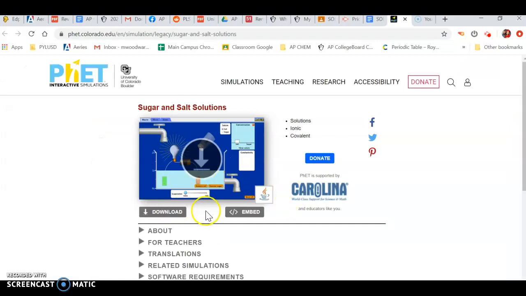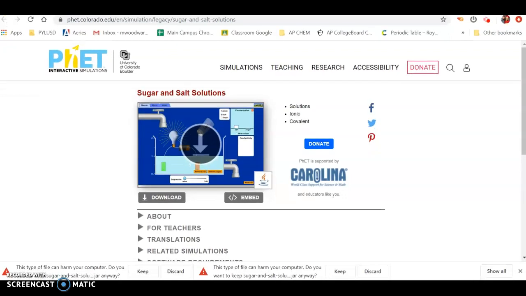and you can download. If you're a coder, you can embed it into a HTML file, but you just want to click on this. What happens is a downloadable file gets put down here. So there it is right there. It says this type of file can harm your computer. You want to keep it or discard it.